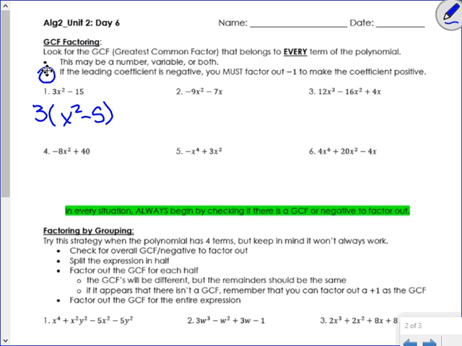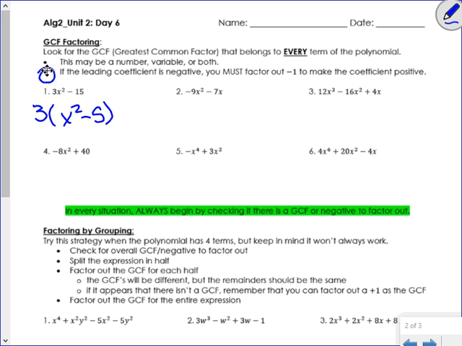So, if I wanted to check the answer, what could I do? You could multiply or distribute. So this kind of factoring is actually the undoing of the distributive property. So if you want to check to see if you did it correctly, just distribute back through. Okay, so we're like undoing the distributive property.